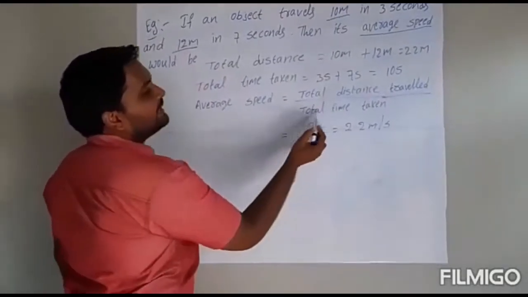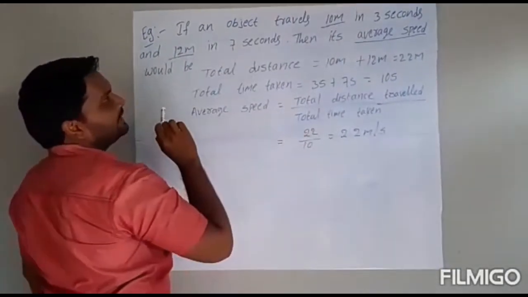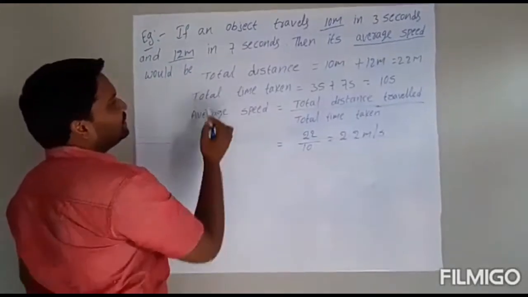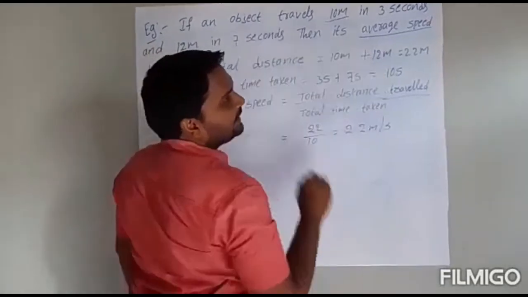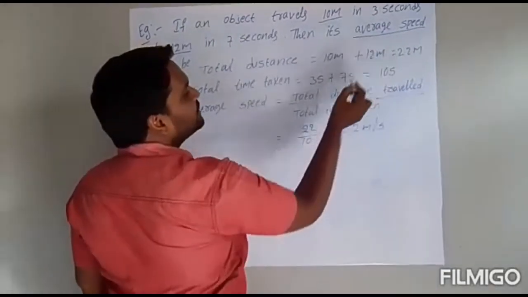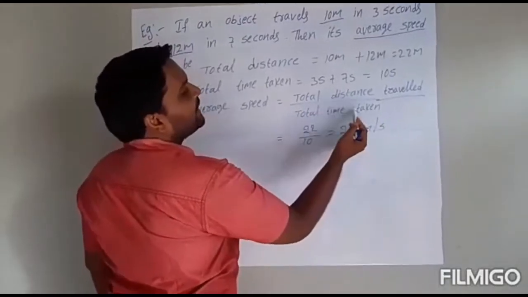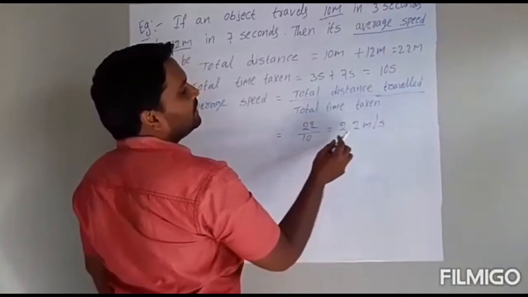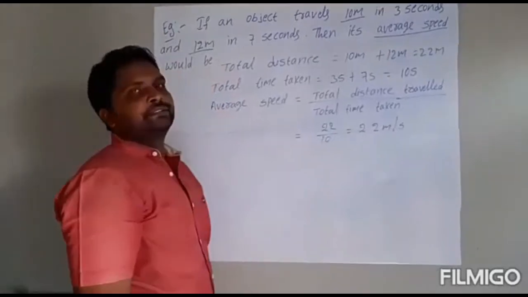Next, total time taken, means here 3 seconds and here 7 seconds. If we add these two, then we will get total time taken. So total time taken is equal to 3 seconds plus 7 seconds, then 10 seconds total time taken. So we can apply these two values in here. Total distance how much? 22 meters. Total time taken how much? 10 seconds. Then finally if you cancel these two, you will get 2.2 meter by second average speed.